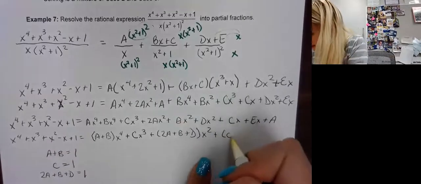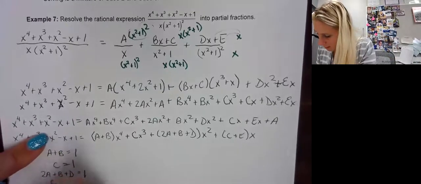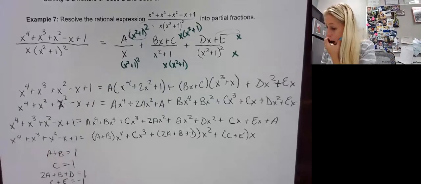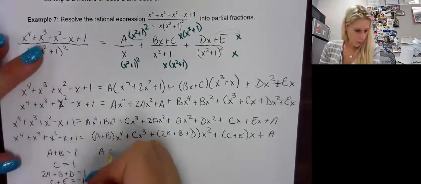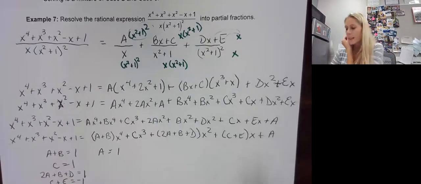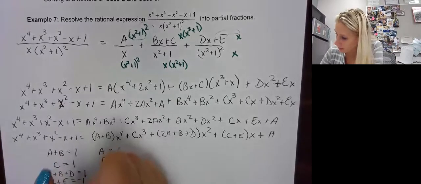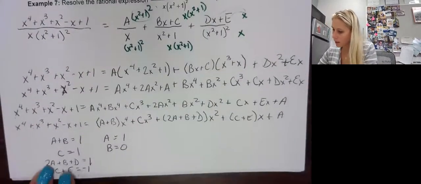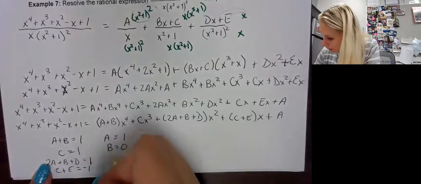Get c plus e. So c plus e is -1. And a is 1. Well, that's nice, right? Because we have a is 1. Well, if a is 1, b must be 0. Okay. Now, if a is 1 and b is 0, so that would be 2 plus what is 1? So d is -1.